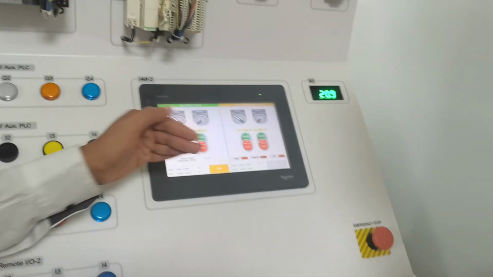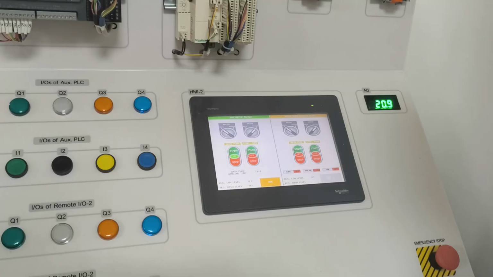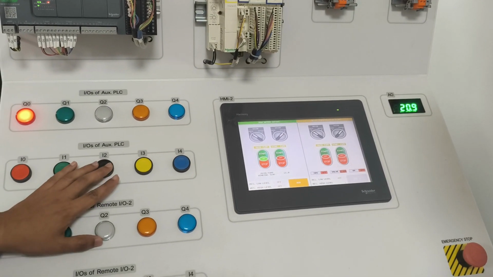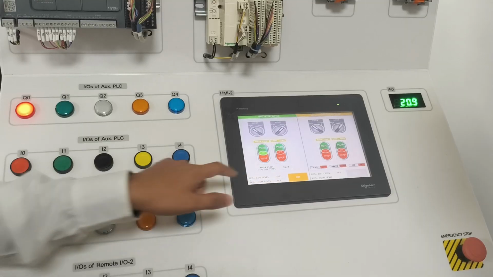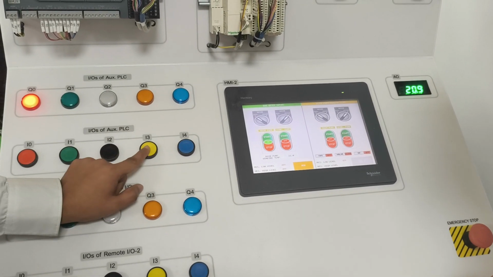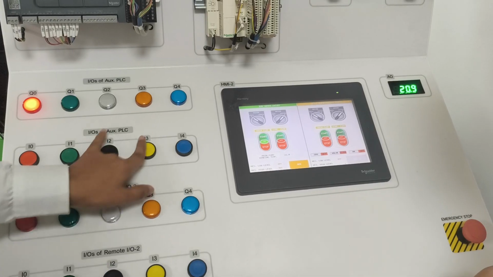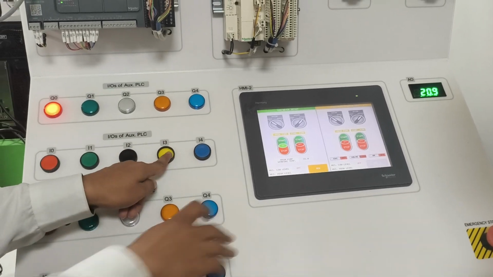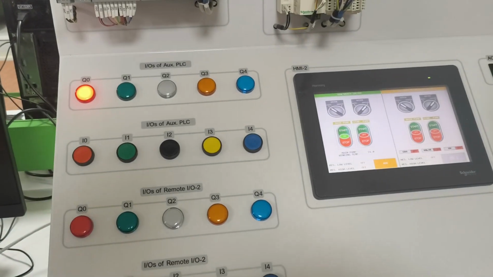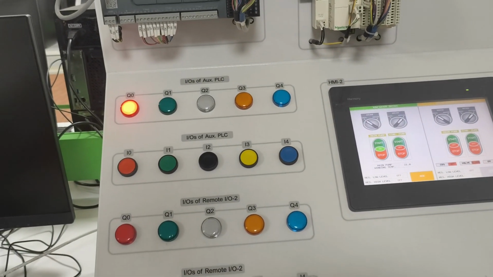Here you can see for water we have two digital inputs, high level and low level. This is the low level input, this is the high level. We don't have a tank and sensors. With the help of a push button we are simulating. So this is high level. Fill the tank.